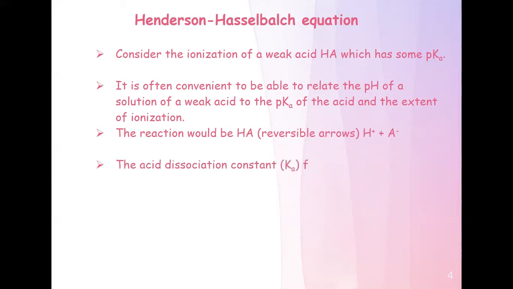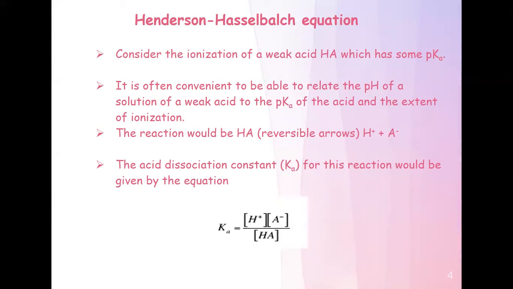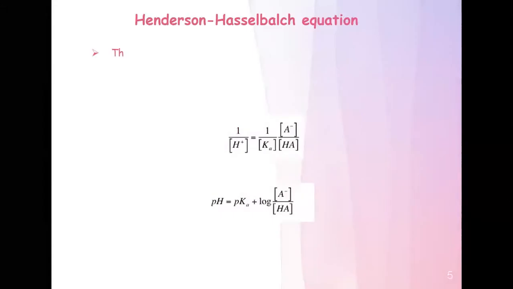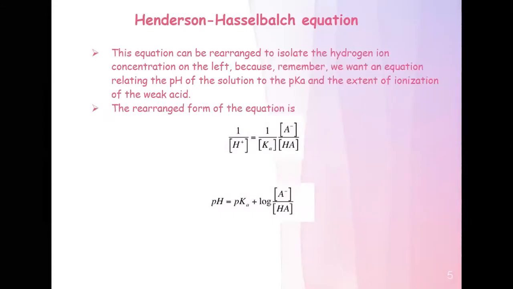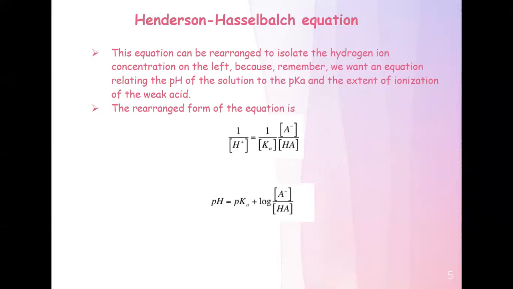The acid dissociation constant, that is Ka, for this reaction would be given by this equation. Ka is equal to [H+] into [A-] divided by [HA]. The equation can be rearranged to isolate hydrogen ion concentration to the left, because remember we want an equation relating the pH of solution to the pKa and the extent of ionization of weak acid.